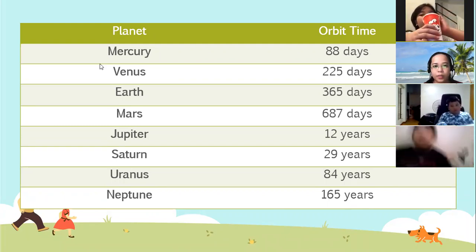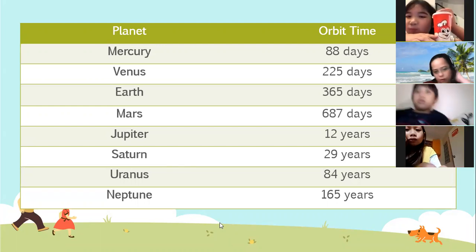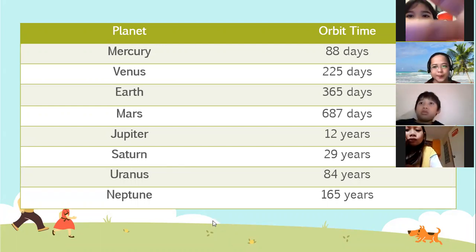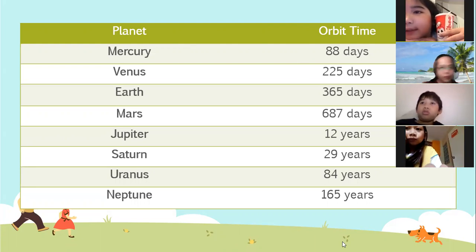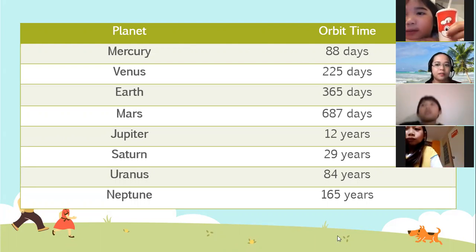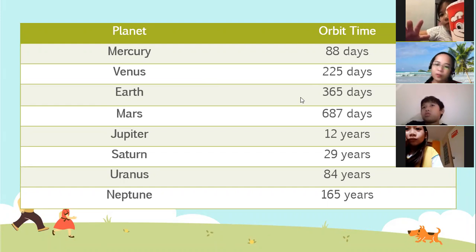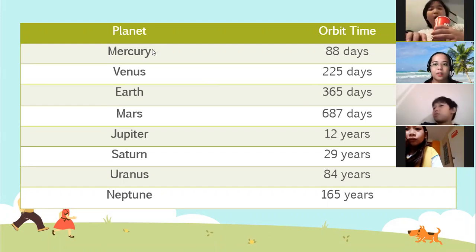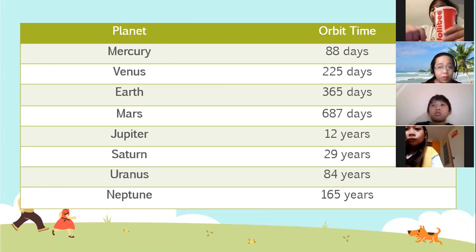So which of the planets has its orbit quite a bit faster? Mercury. It's actually Mercury. Can you imagine, 88 days and Mercury has already made one full turn around the sun? Ours is 365 days, which is equivalent to one year. But Mercury has just 88 days for one year.